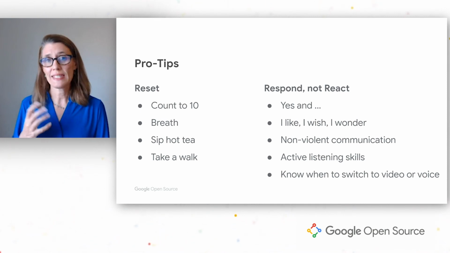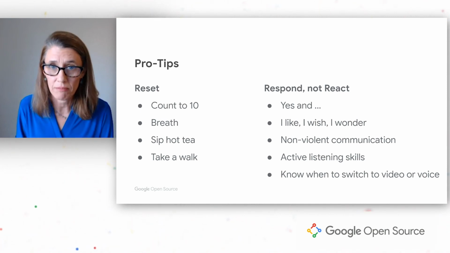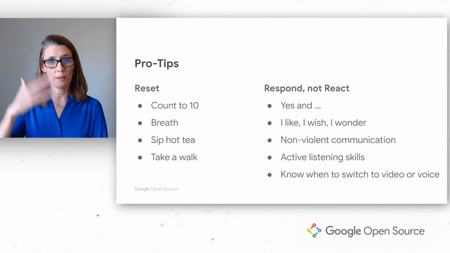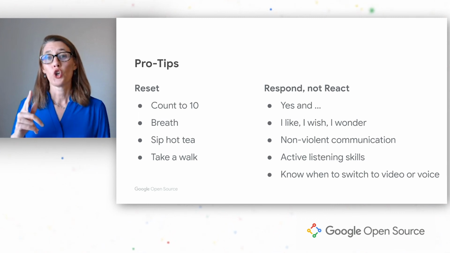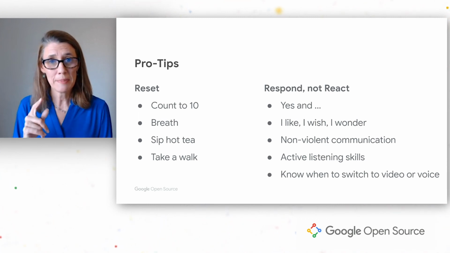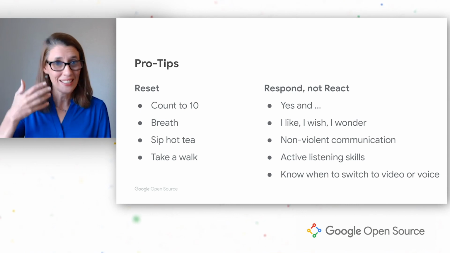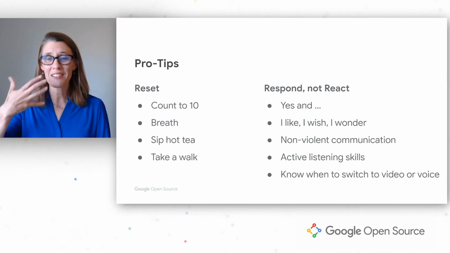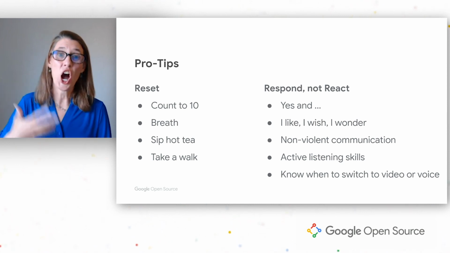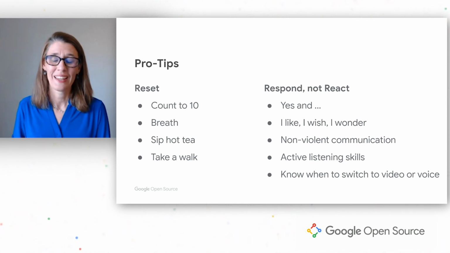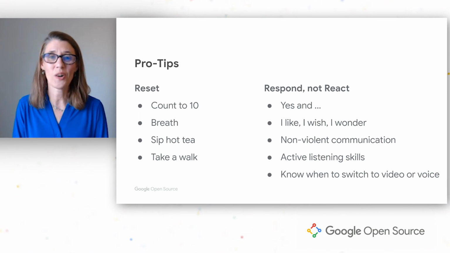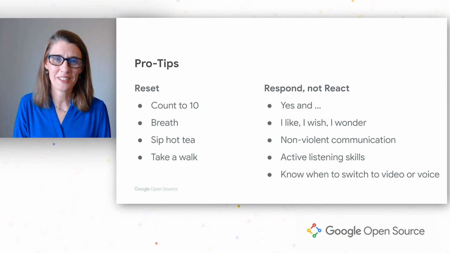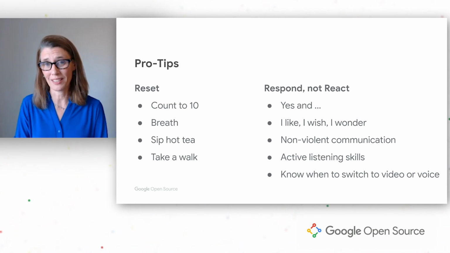So for resetting, you can count to 10 if something's triggered you. You can take some deep clearing breaths. It calms the nervous system. If you're a tea drinker, you can sip hot tea because it takes time to sip tea. You don't want to burn yourself. And actually, the act of taking in the tea is calming to the nervous system. And then last but not least, you can always just take a walk around the block, collect your thoughts, come back to your computer, and decide how you want to respond.